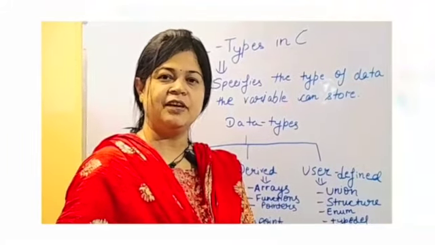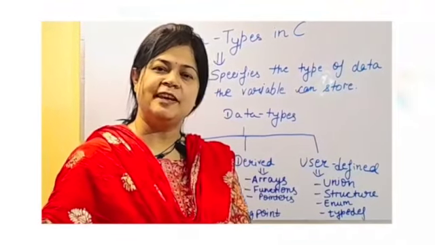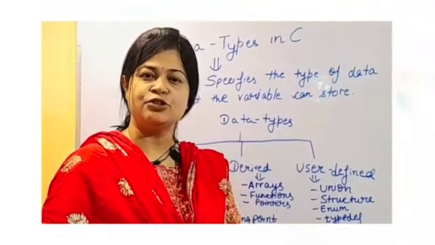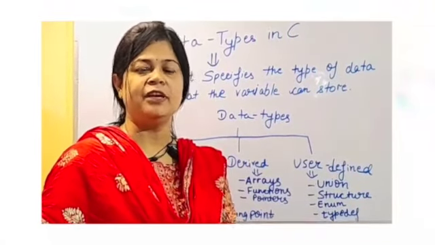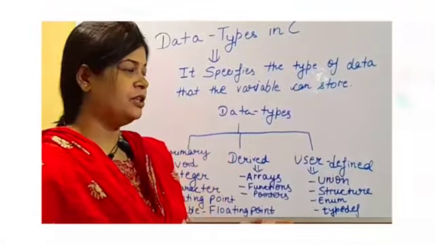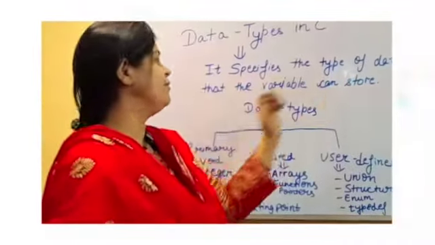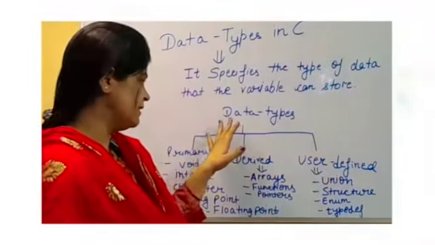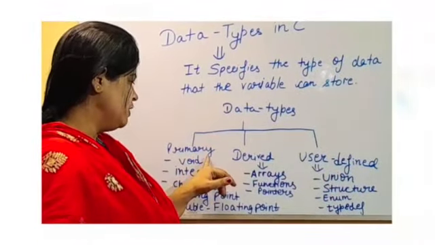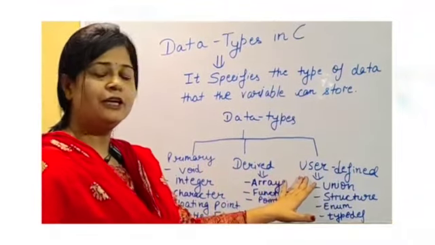Today's lecture we are going to discuss data types in C. Each variable in C has an associated data type, and every data type has different memory. By definition, we can say the data type specifies the type of data that the variable can store. Basically, we have three types of data types: primary data type, derived data type and user defined data type.